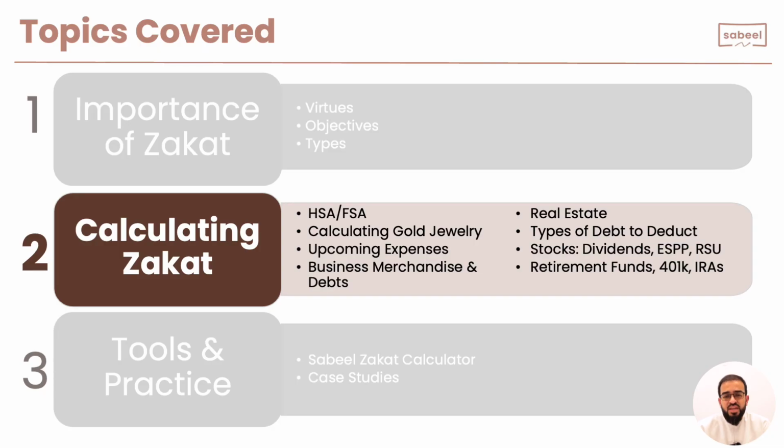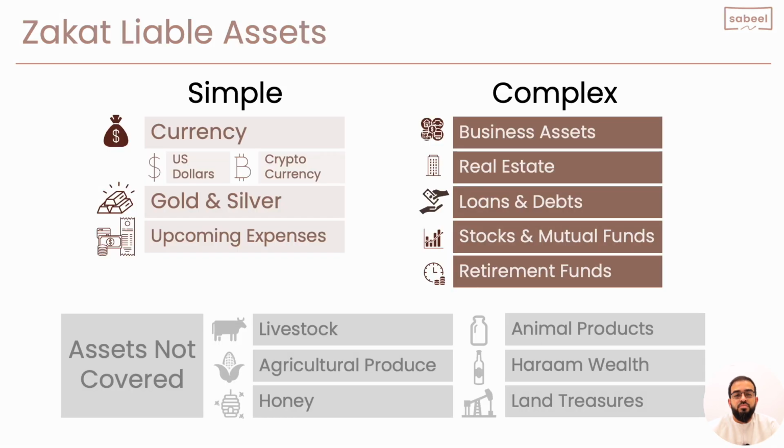This section will focus on how to calculate zakat. We will focus on some of the zakatable assets that we were not able to touch on before, namely health savings account and flexible spending account. How to calculate zakat on gold jewelry, upcoming expenses, what are considered as business merchandise and debts, real estate, the types of debts that one can deduct, and stocks, dividends, ESPPs, RSUs, as well as retirement funds, 401ks, and IRAs.